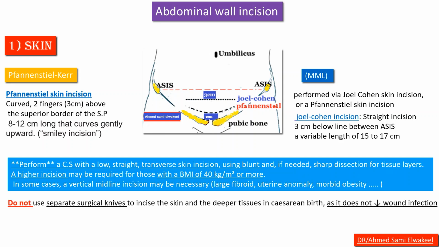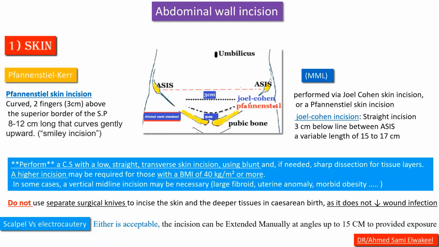Don't use separate surgical knives to incise the skin and the deeper tissue in caesarean birth, as it does not decrease wound infection. Scalpel or electrocautery, either is acceptable. The incision can be extended manually at angles up to 15 cm to provide good exposure.